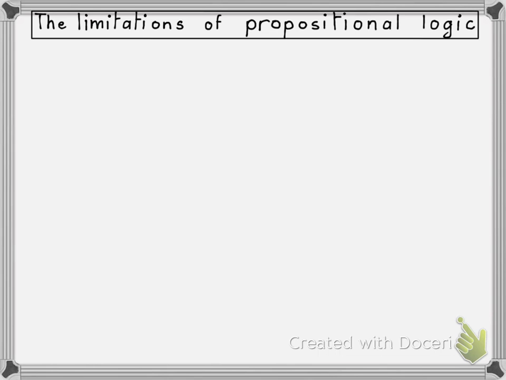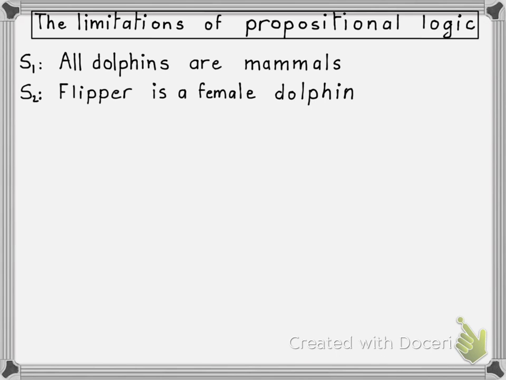So, in this segment, we're going to try and identify some limitations of propositional logic. And to do so, we will consider this argument made up of three sentences, S1, S2, and S3. Now, first of all, this is not really an argument. S1 and S2 and S3 by themselves do not make up an argument.